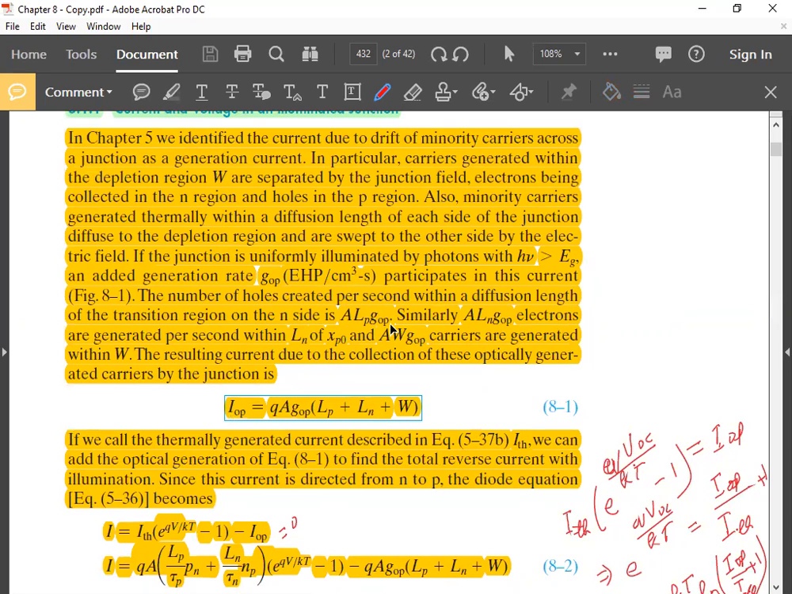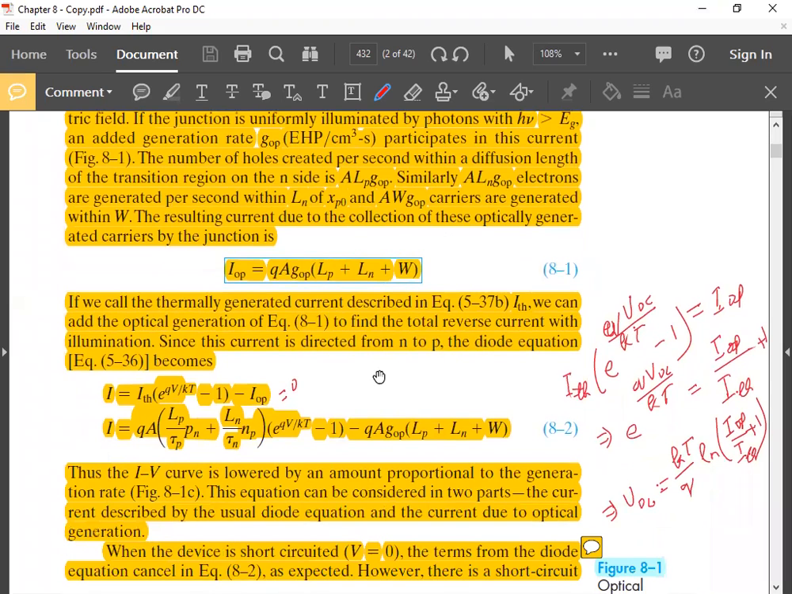So IOP is equal to what? All these multiplied, all these added, then multiplied with Q, right? Remember, all these will be added because for hole and for electron, both current direction is same. Holes and electrons are going in the two opposite directions, but current direction is same. That's why all these three components will be additive. So this part, have you understood? Any question? IOP, optically generated current.